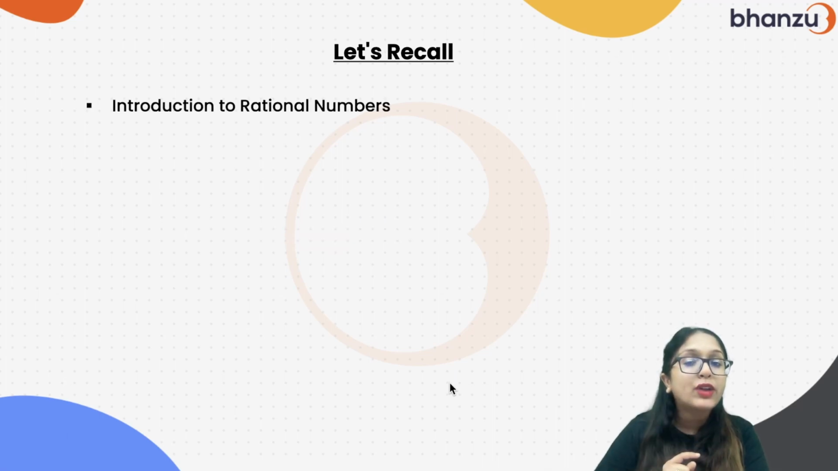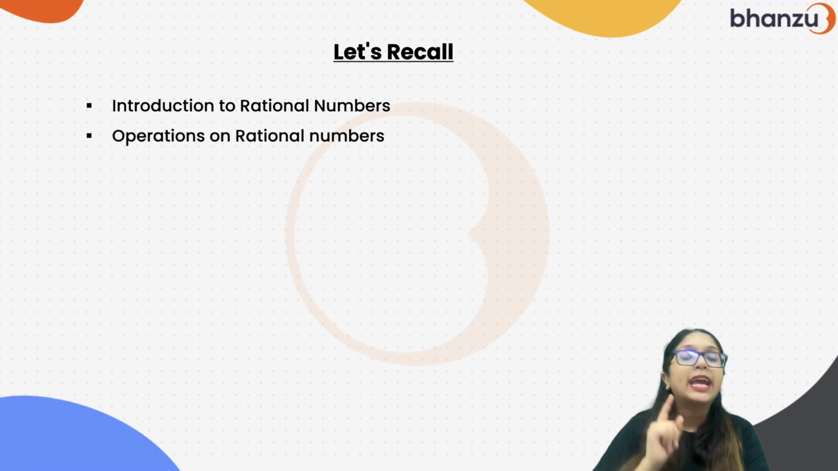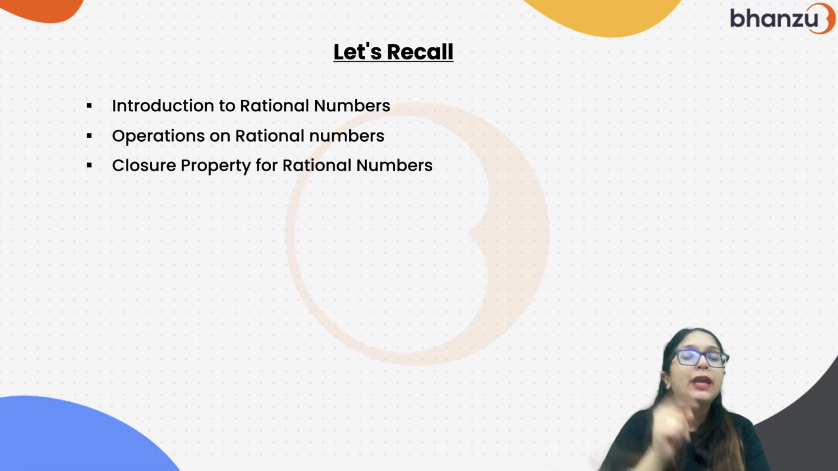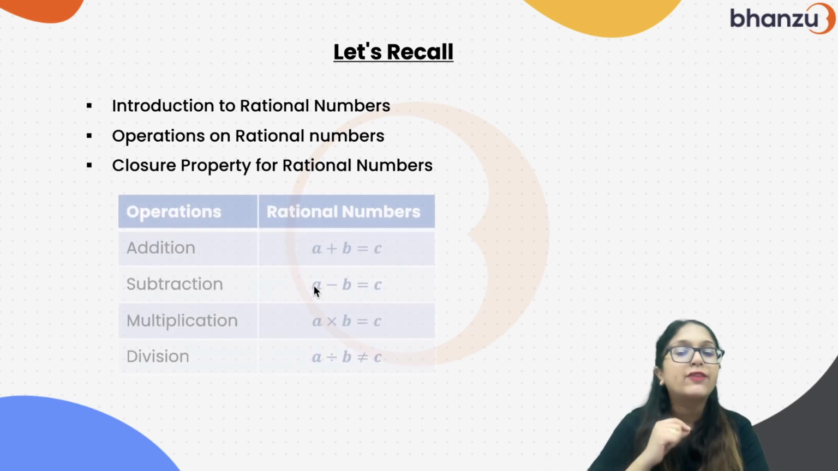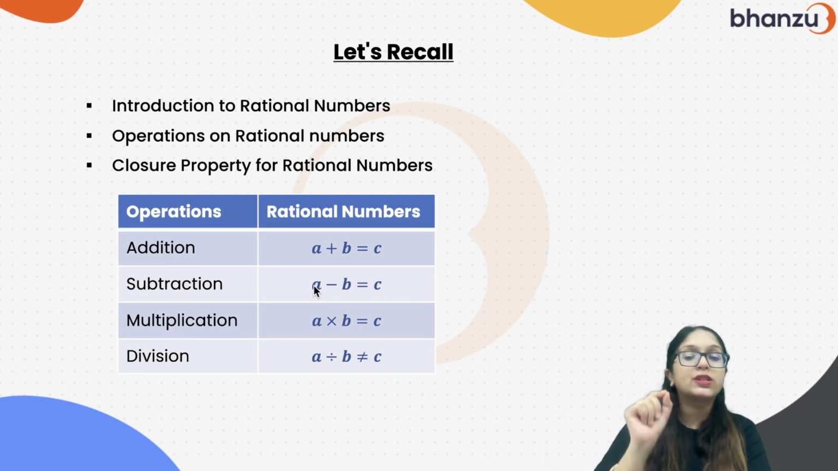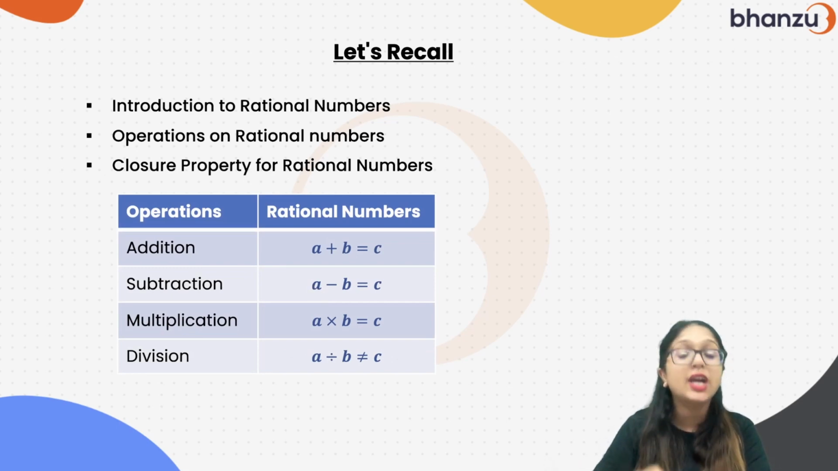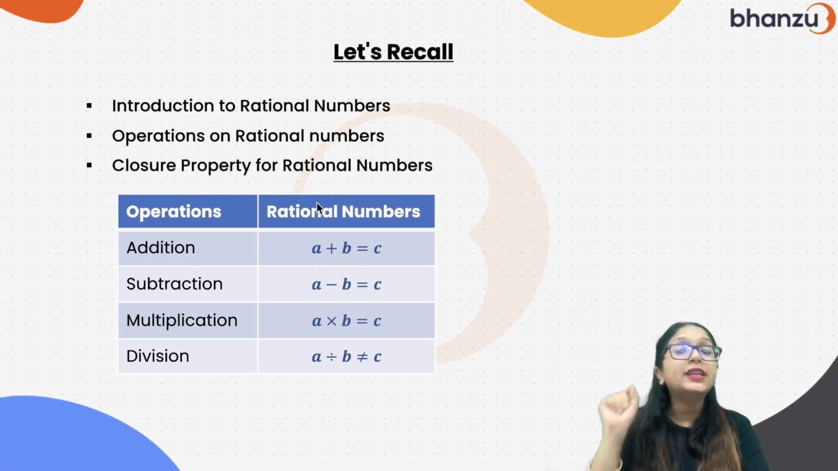Tell me, do you remember what rational numbers are? Something that can be represented in the form of P over Q, where Q should not be 0. Then we spoke about addition, subtraction, multiplication and division of rational numbers. Then we spoke about closure property. In closure property, what did we learn? Rational numbers are closed under addition, subtraction and multiplication, but not under division.